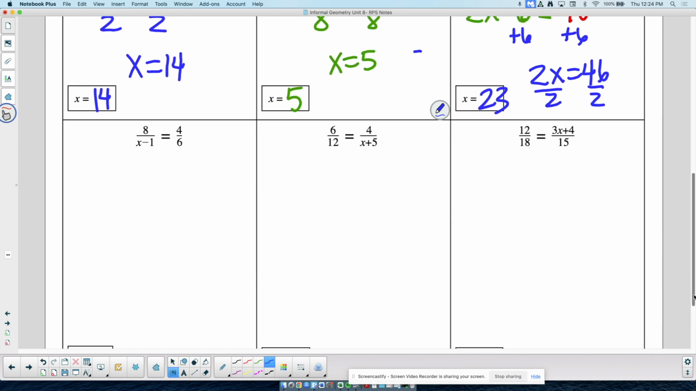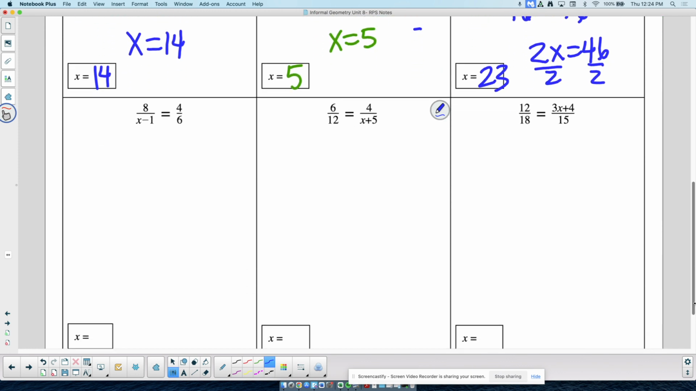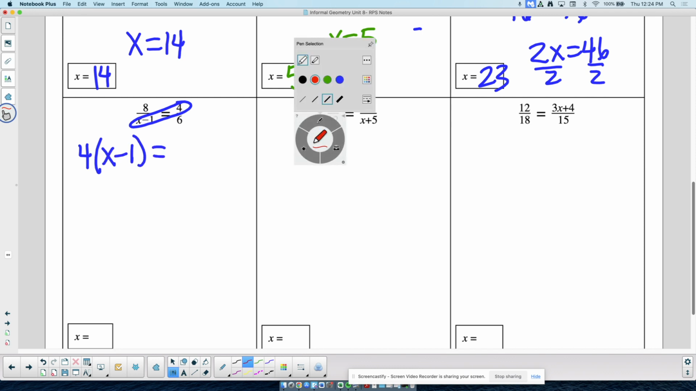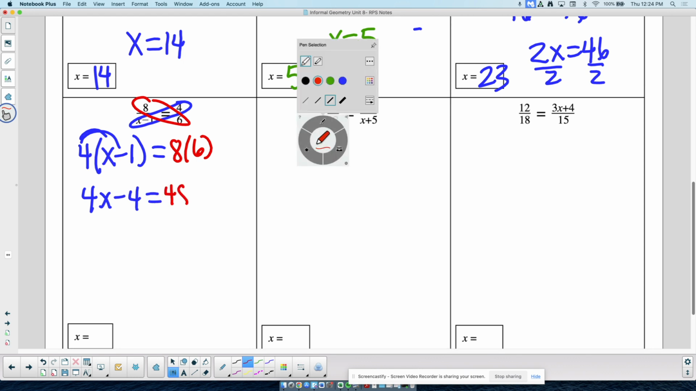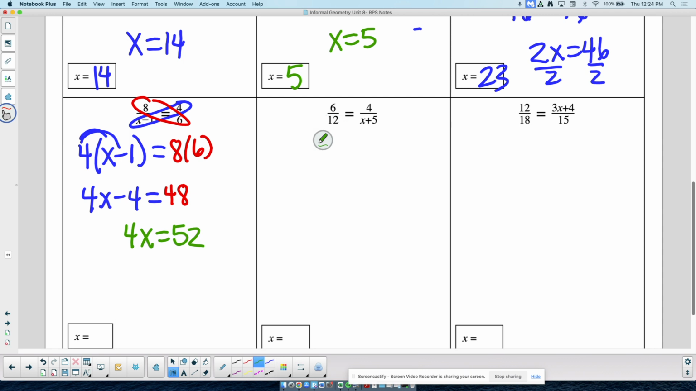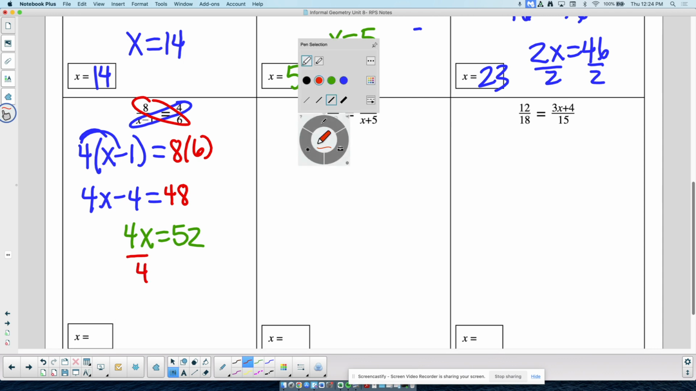All right. Same thing down here, folks. We're just having more practice with solving these proportions. I like, again, to start with the side that has the variable with it. So I'm going to have 4 on the outside times x minus 1 in parentheses, times 8 times 6. Now we simplify. Got to distribute that 4. 4x. 4 times negative 1 is negative 4. 8 times 6 we know is 48. Now solve like normal. Add 4. Divide by 4. And we should get 13, right?